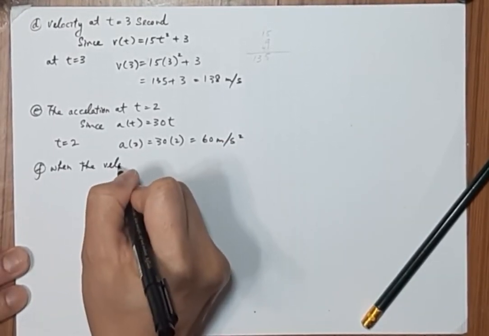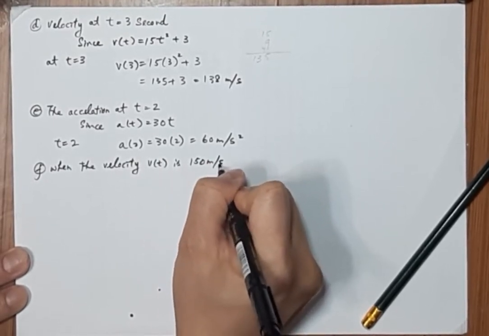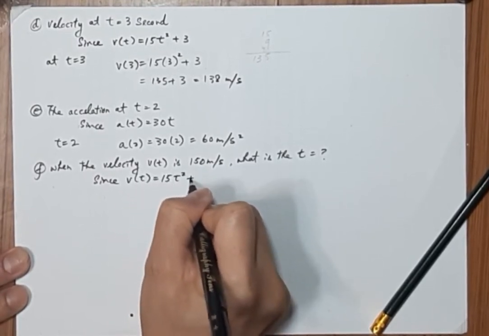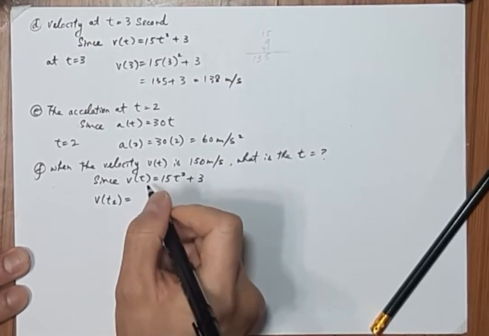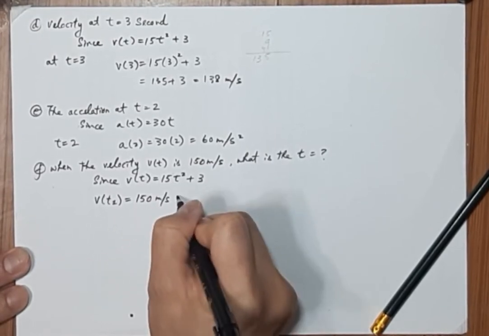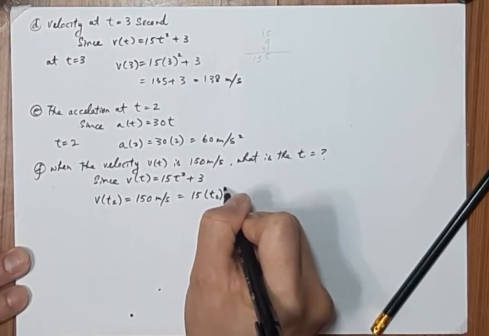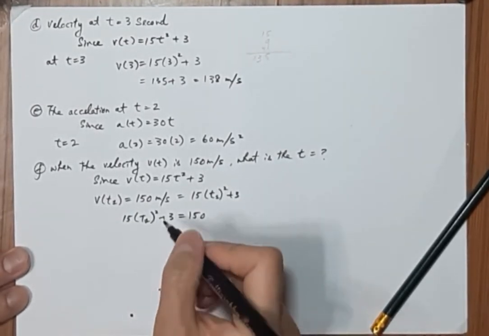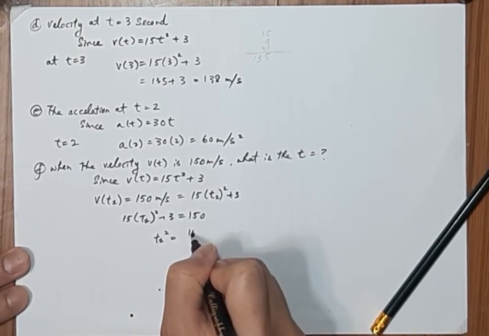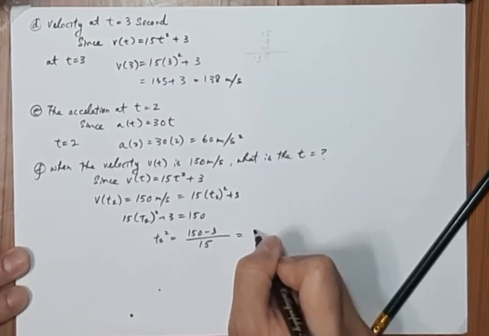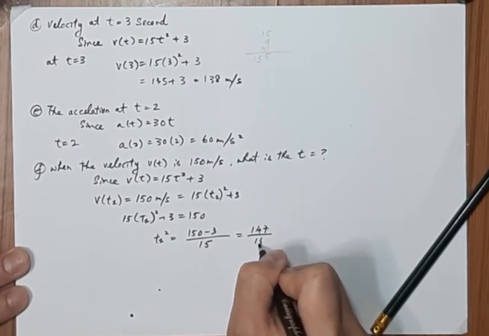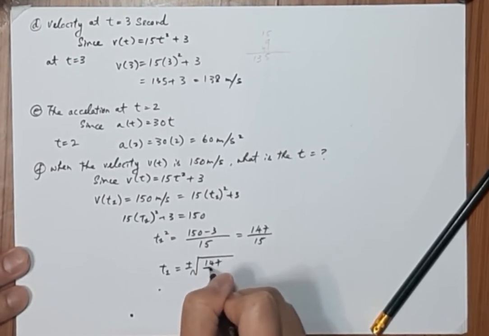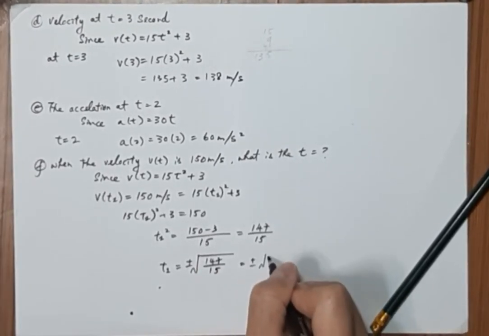Part F, when the velocity v(t) is equal to 150 meters per second, what is t? Since we know that v(t) is equal to 15t squared plus 3, at some time t1 the velocity will be 150 meters per second, which is equal to 15 t1 squared plus 3. So 15 t1 squared plus 3 is equal to 150, and t1 squared is equal to (150 minus 3) divided by 15, equal to 147 divided by 15. So t1 is equal to plus and minus the square root of 147 divided by 15, equal to plus and minus the square root of 9.8.